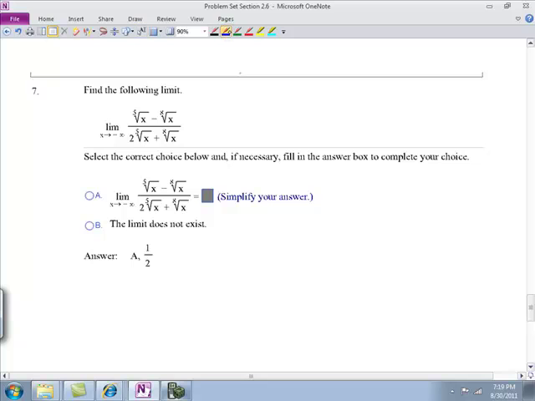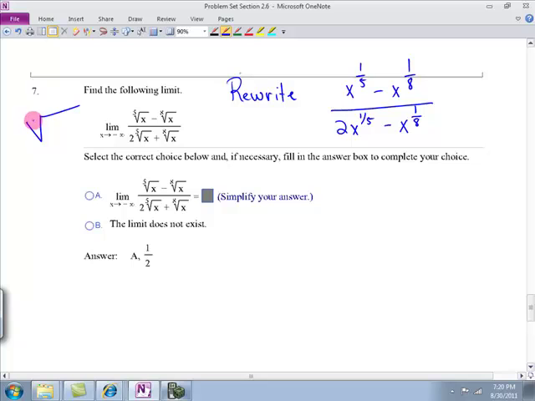Here's what I would suggest: I would rewrite the problem as x to the 1/5 minus x to the 1/8 over 2x to the 1/5 minus x to the 1/8. You don't know what that means, the little radical with the index? It's an index, saying the 5th root of x, and there's always an understood 1 there. When you change from radical to fractional exponents, that's your numerator, that's your denominator. So we're going to rewrite it this way. It's going to be easier.